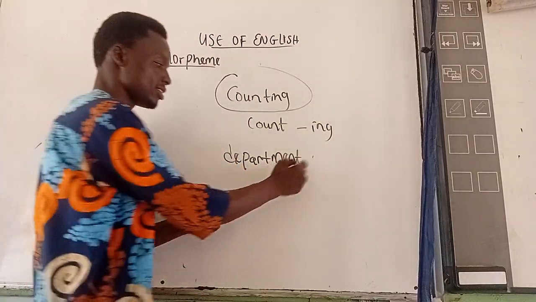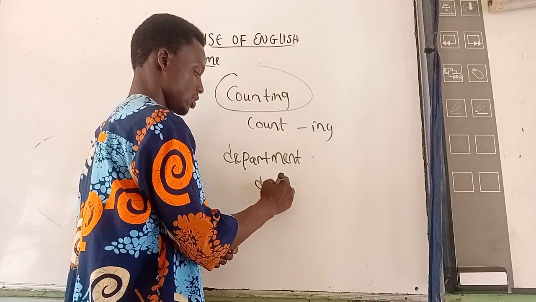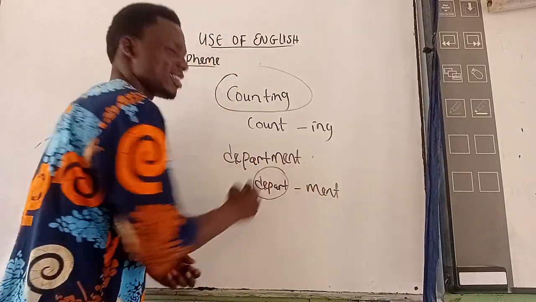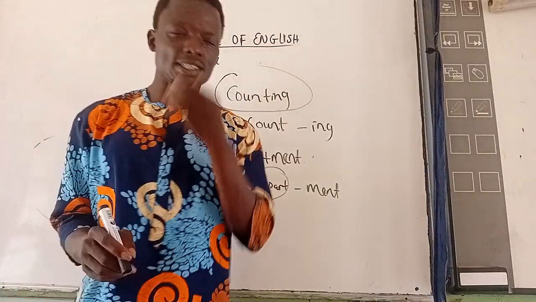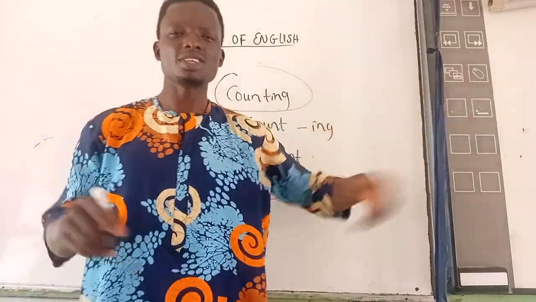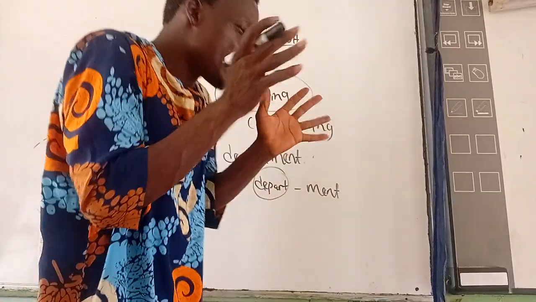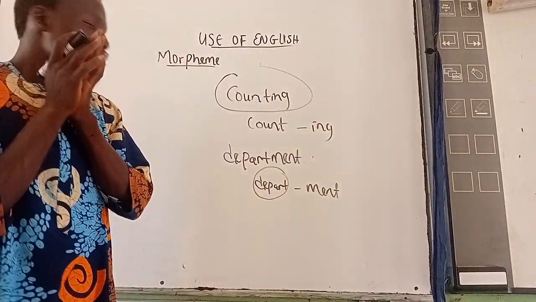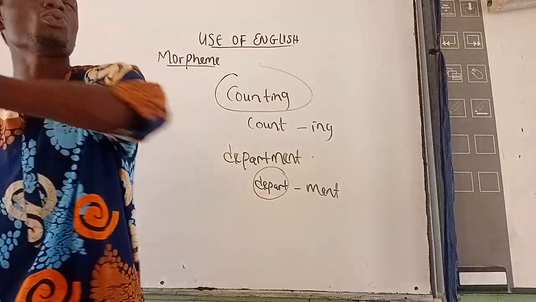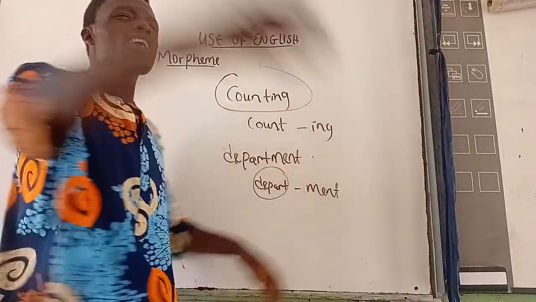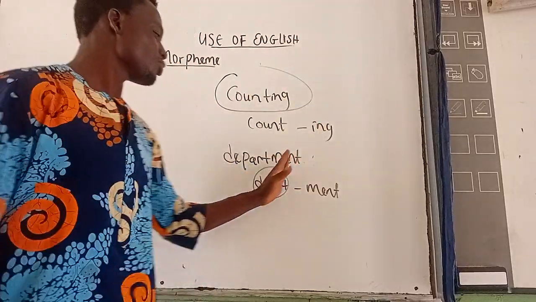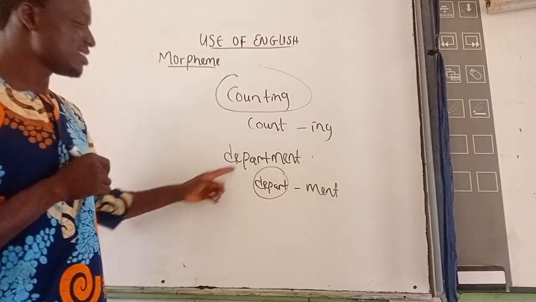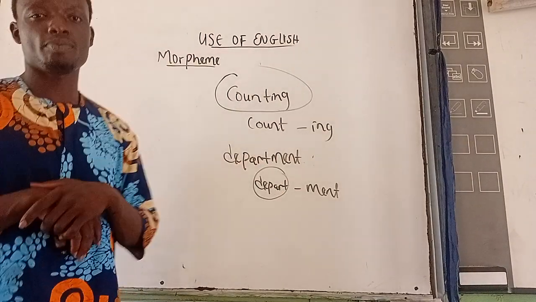If I remove ment, depart. Depart is like telling you to leave here, depart from here, return. Does it have any clue related to department? No. Because depart is something totally different, it doesn't have any connection to department. So that means you cannot break it into two. Do you get what I'm saying? You can't break it into two. So this department is just a single morpheme.